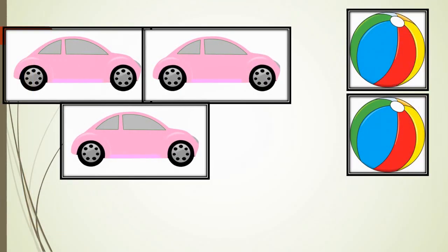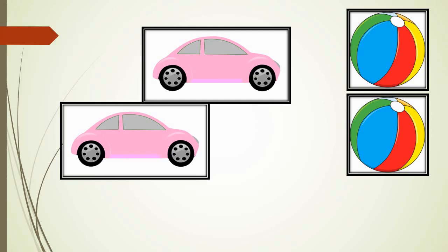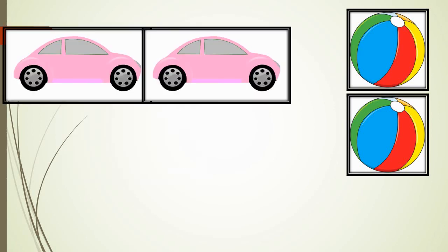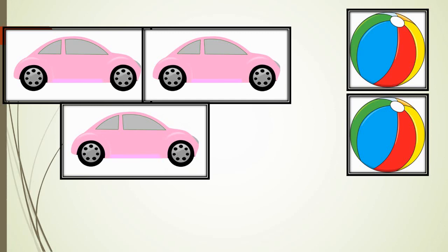Now look at this example. One side picture of cars and other side picture of balls. Let's count how many cars here. 1, 2, 3. Let's count how many balls here. 1, 2. So there are 3 cars and 2 balls here. It means the number of cars and the number of balls are unequal. So we cannot put equal sign here.